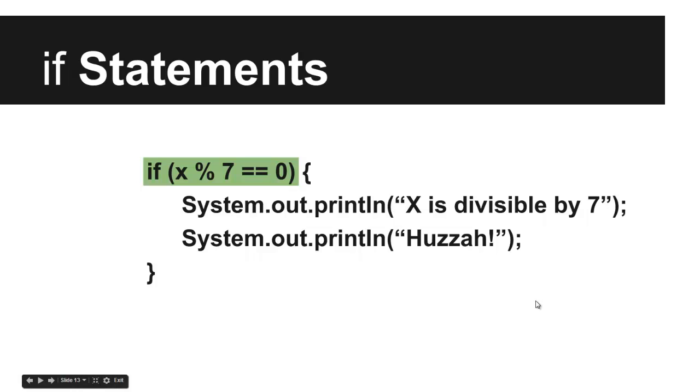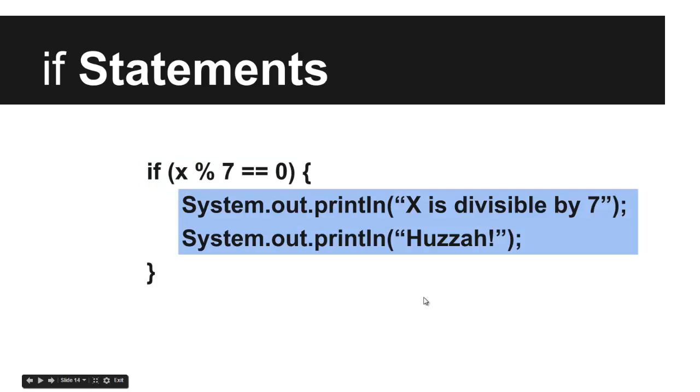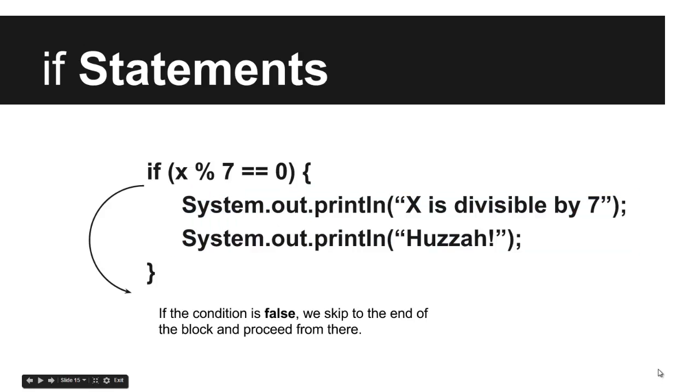Our conditional is that part in green. We check to see if x is evenly divisible by 7. That is to say, we check to see if after dividing by 7 we have no remainder. And if that's the case, we go ahead and we execute this code block. So if this condition is true, we execute the code block. We output these things. If that condition isn't true, we skip down to the end of this block and we proceed from there.